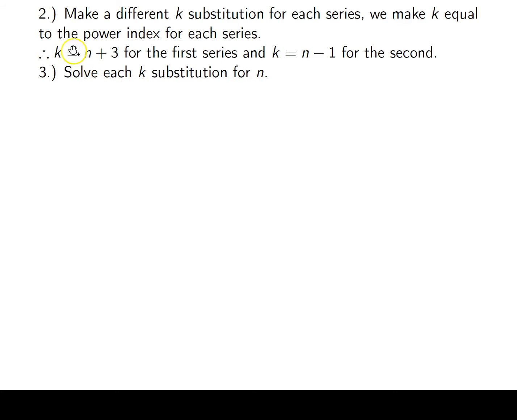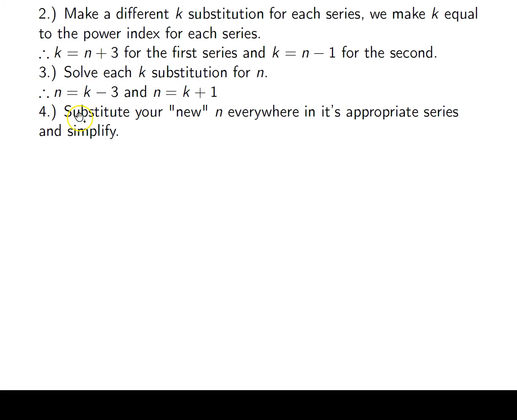My third step is I take this. I could have written this all as step 2, but we're trying to break it down, right? So I'm going to take this and call this n. I'm going to solve for n here and solve for n here. n is k minus 3, and here n is k plus 1. So all I'm doing is adding 1, so n is k plus 1. Here I subtract 3, n is k minus 3. I'm going to substitute this new n everywhere in the appropriate series. This goes in the first series, and this goes everywhere I see n in the second series.